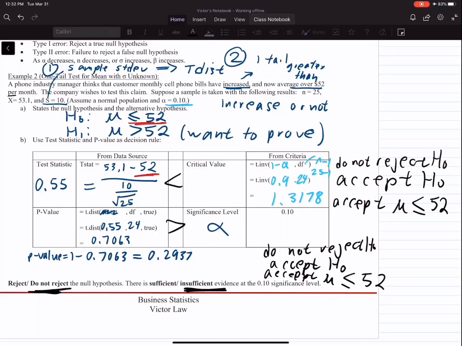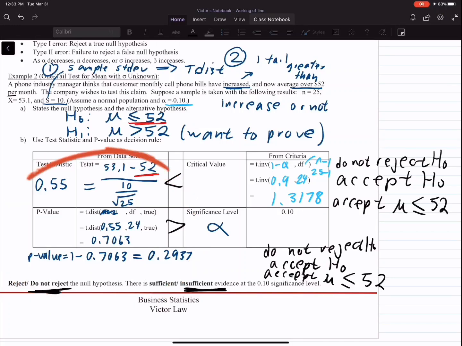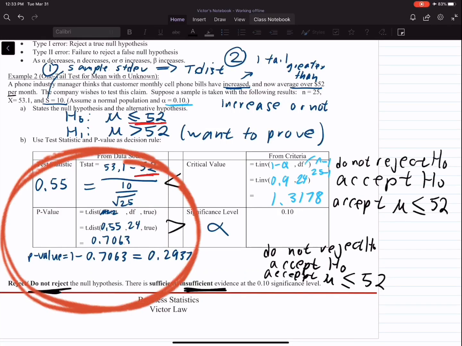So equal t.dist. We put in the test statistics. So test statistics is your 0.55 that we calculated earlier. And then comma, degree of freedom. The degree of freedom is 24, n minus 1. So 25 minus 1 gives you the 24. And then comma, and then you're going to put the cumulative. Cumulative, you're going to put true. It's always going to be true because this is continuous distribution. So you're always going to put true there.